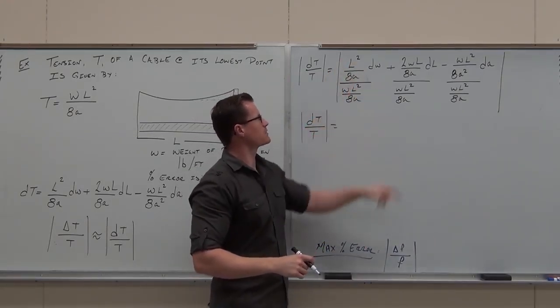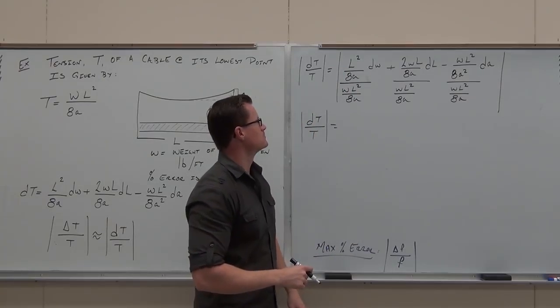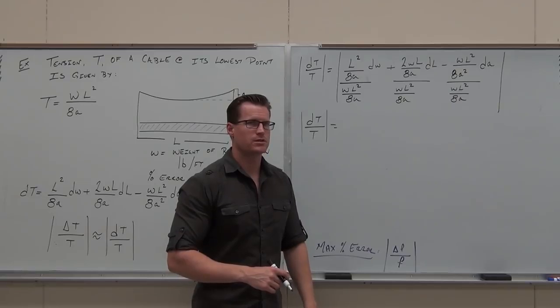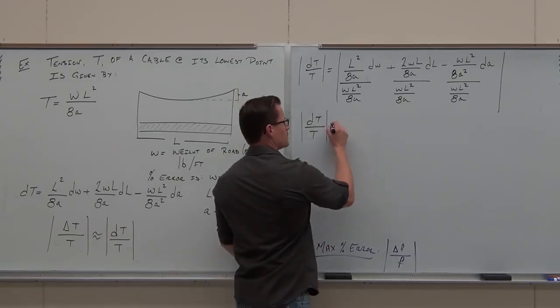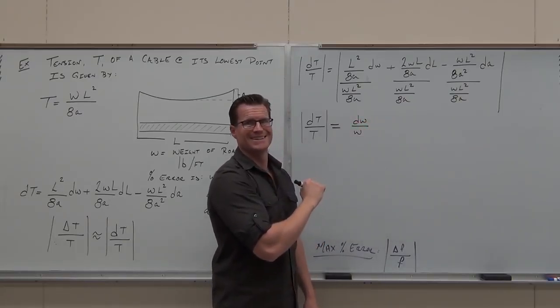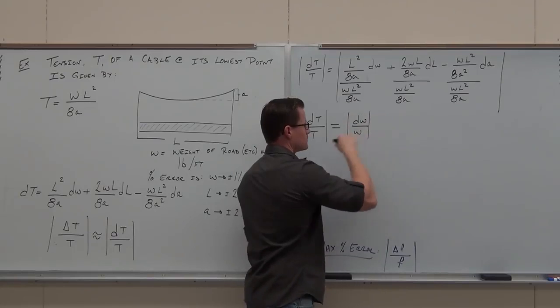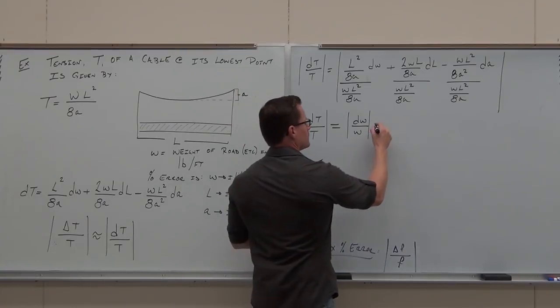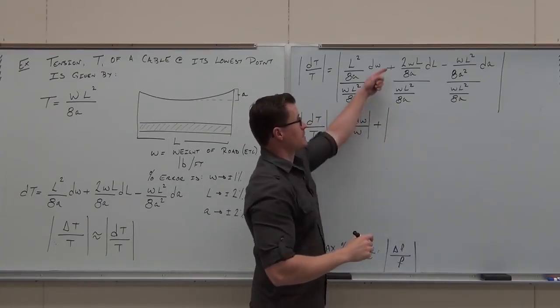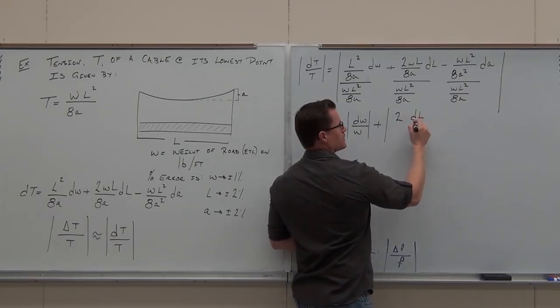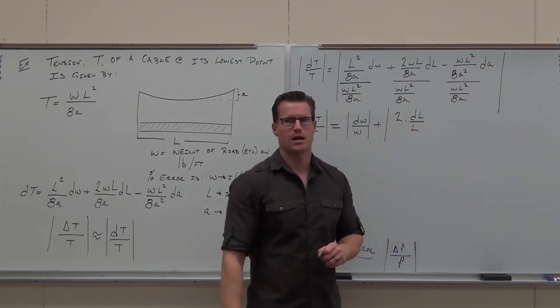Can you tell me what simplifies here? Pretty much everything except for what? W. So it's that in absolute value. Do you follow that? Plus, oh yeah, I see the 2. That's going to be on the numerator. And then I'm going to have a DL for sure. On the denominator, I'm going to have an L. 2 times DL over L.